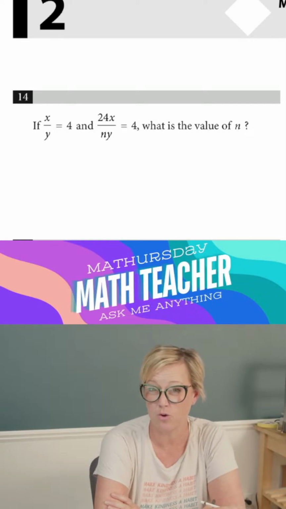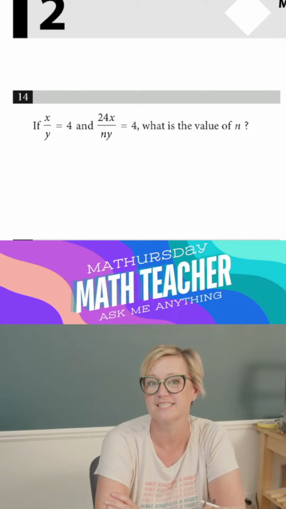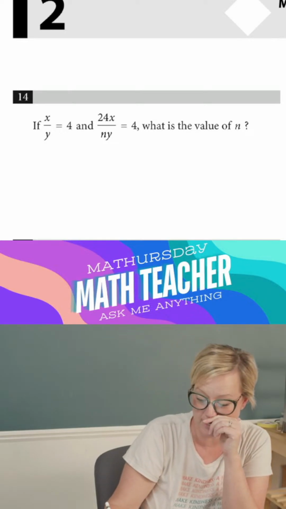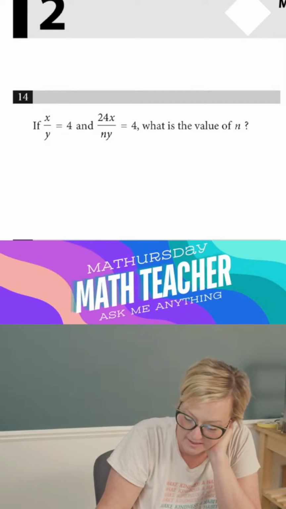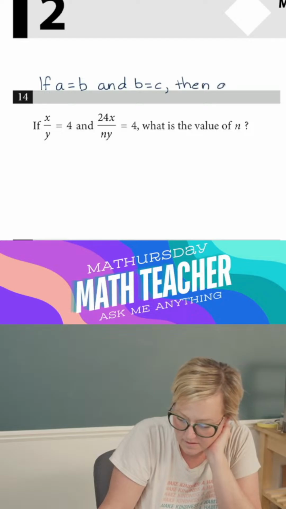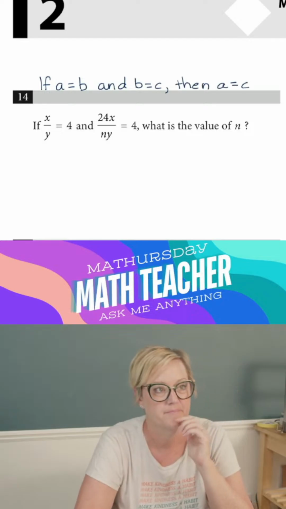They both equal 4. So if two things equal the same thing, then they must be equal to each other. All right, this is the transitive property. So I'm going to write out the transitive property, which is basically if A equals B and B equals C, then A equals C.